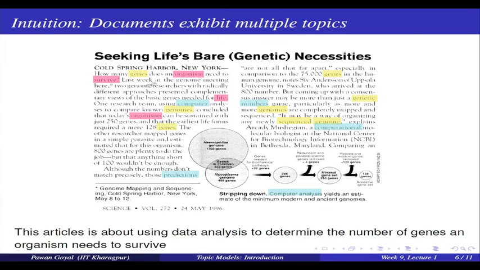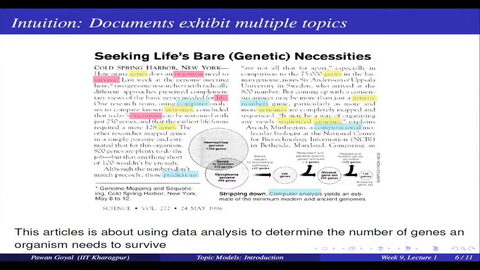If you read this article, it is about using some sort of computational data analysis to determine the number of genes an organism needs to survive. This article will blend some of the topics that are important to convey this message. These words are denoted in various colors here. You are seeing some words in pink, some in yellow, some in blue, and so on.